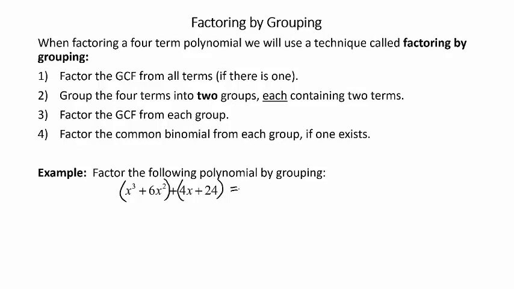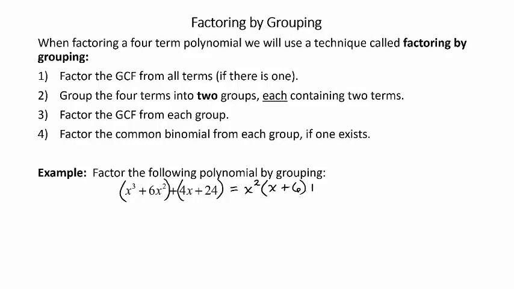So from the first two terms, we've got x cubed plus 6x squared. Well, x squared is common to both of them, right? So I'm going to pull out an x squared, and I'm going to be left with x plus 6, when I factor out the x squared. x squared times x is x cubed, and x squared times 6 is 6x squared.